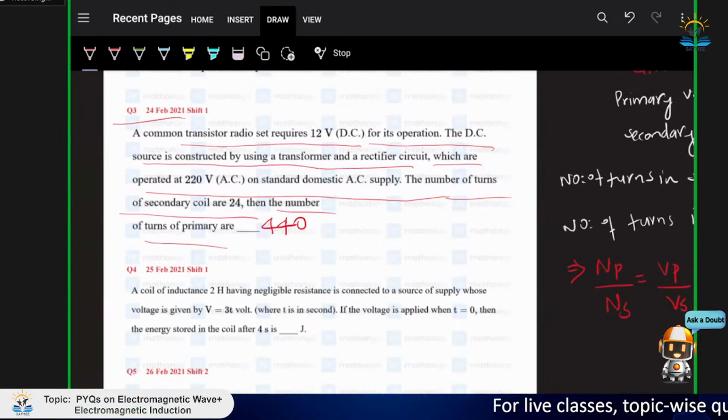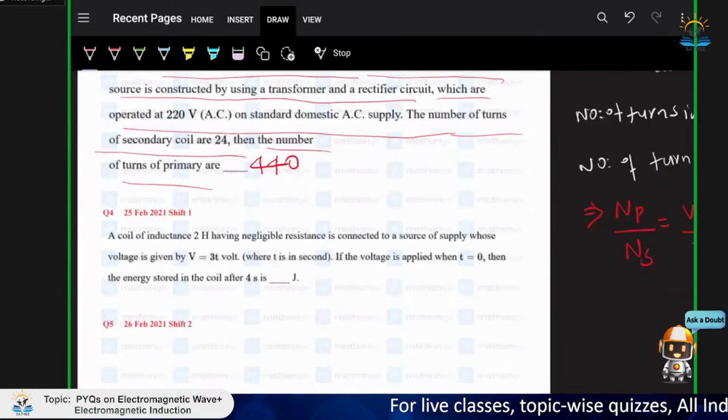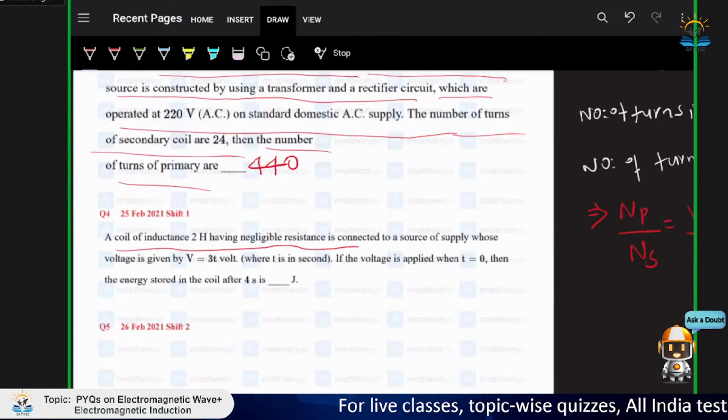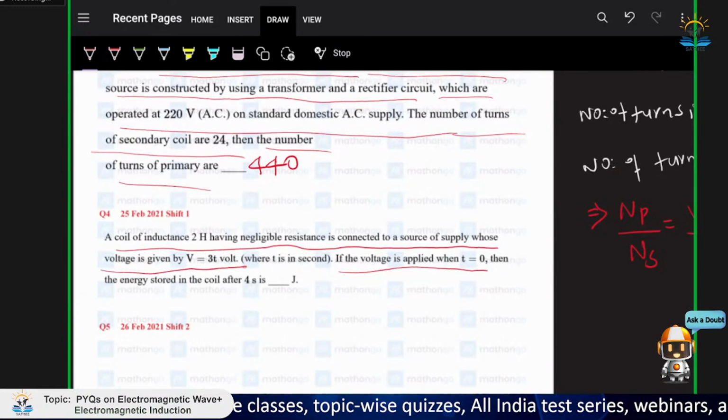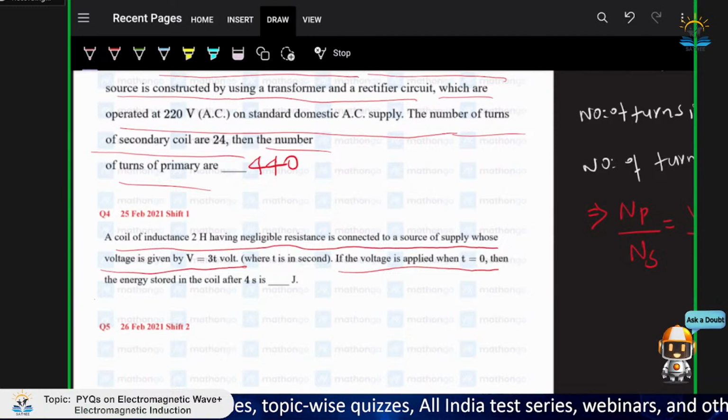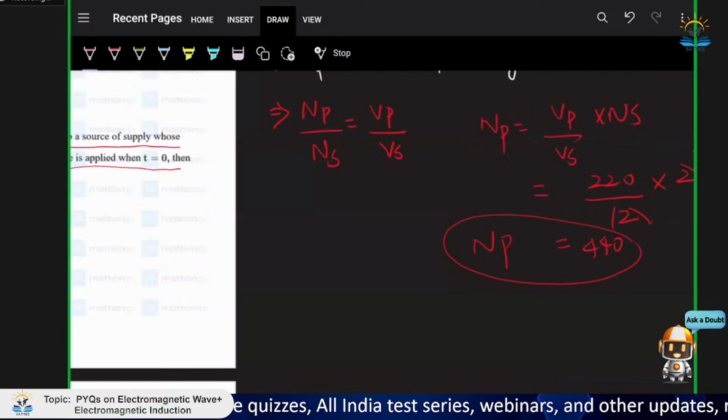A coil of inductance 2 Henry having negligible resistance is connected to a source of supply whose voltage is given by V equal to 3t. If the voltage is applied when t equal to 0, then the energy stored in the coil after 4 seconds is how much joule? Okay, very simple. We can solve like this.